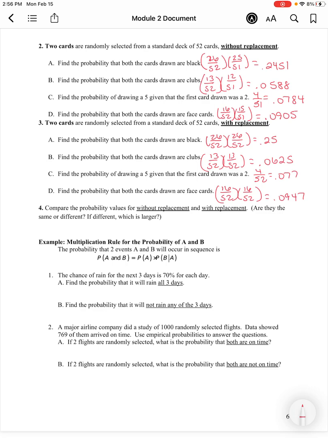And then you can compare, looking at those two differences, what happens with replacement versus without replacement. Obviously, with replacement, in the first two scenarios the probability was higher. For the third one, it was not as high, because I had more cards I was drawing from.